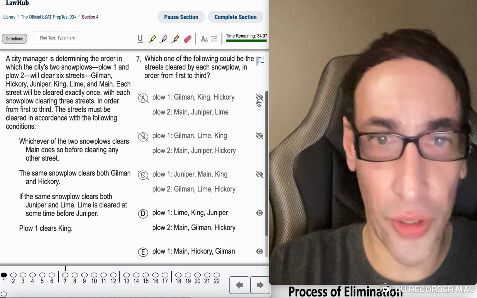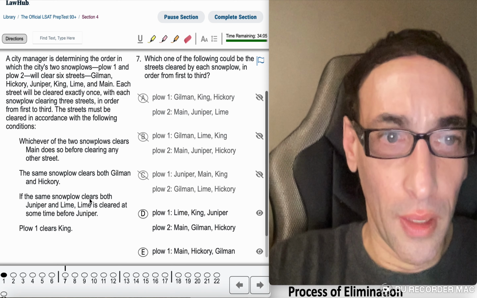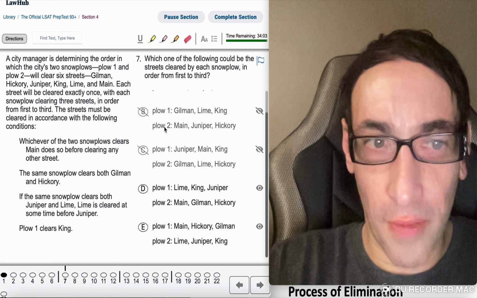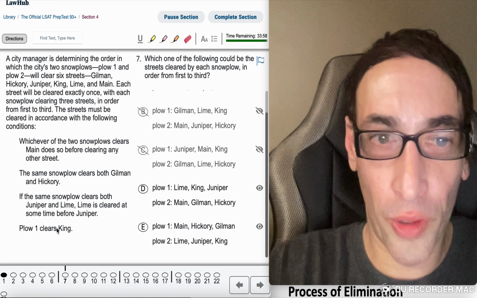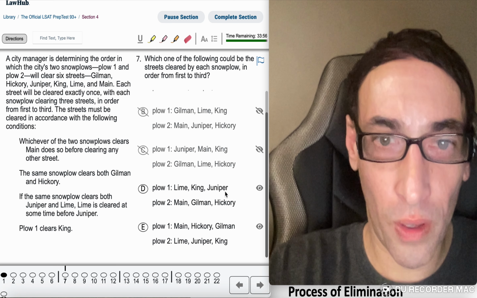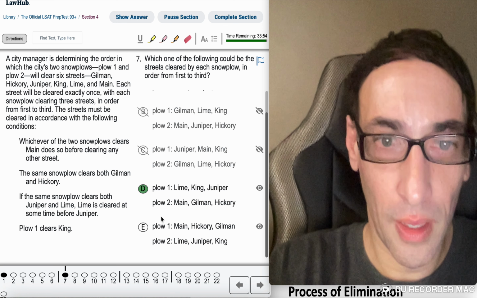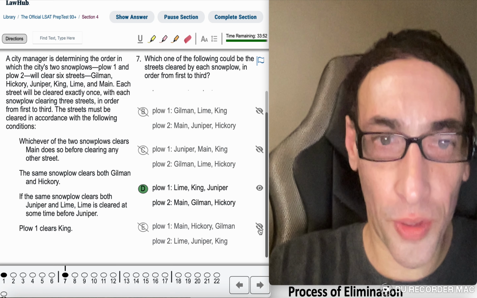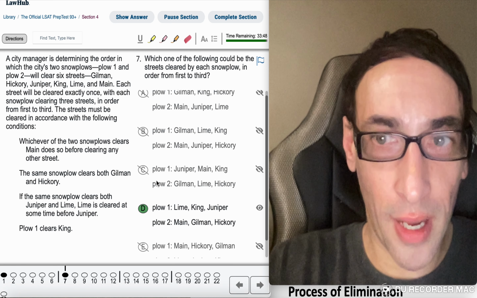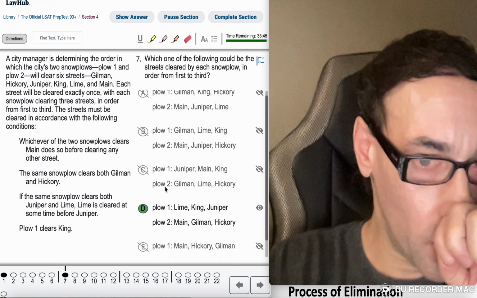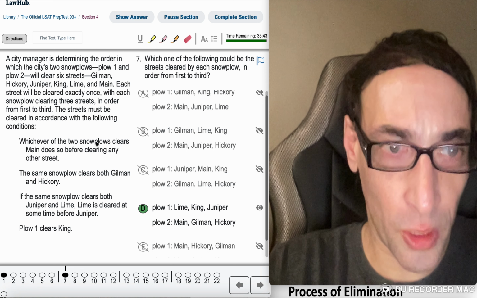J and L together, but J is before L. Now, I have two choices left, so I'm hoping this last condition eliminates the wrong choice. Plow 1 clears K, so plow 1, good job. Plow 2, not good job. And once again, if you're worried that this may not be the correct answer, what I would like to do is go ahead and apply each one to it as quickly as possible.